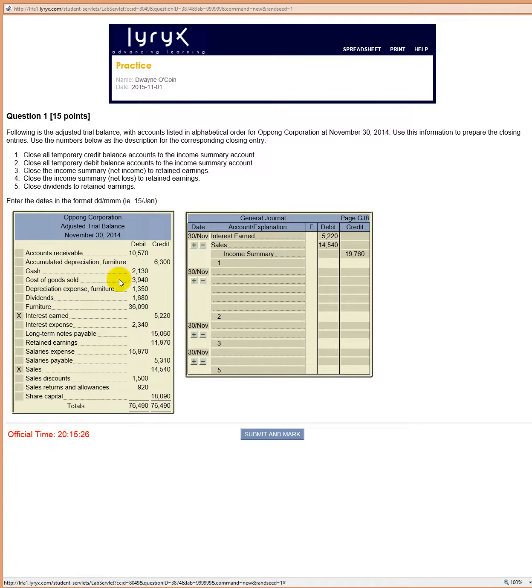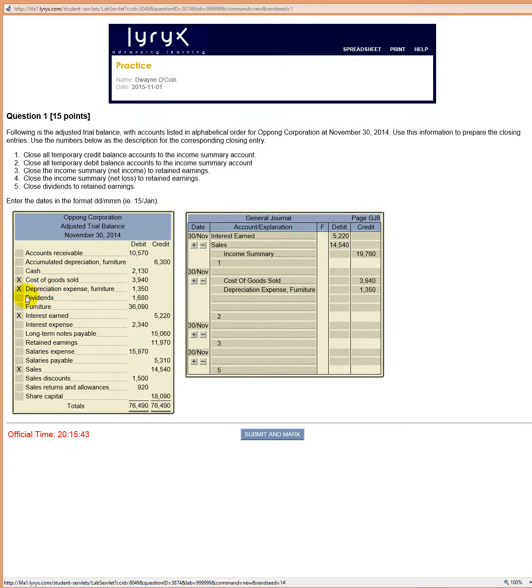I think we'll need a little more room for the other one. Cost of goods sold is going to be credited for $39.40. Depreciation expense is a debit. We need to credit to get rid of it, $13.50. Interest expense is a debit. We need to credit it to get rid of it. Salaries expense, yet another.